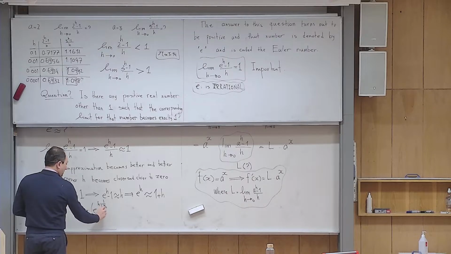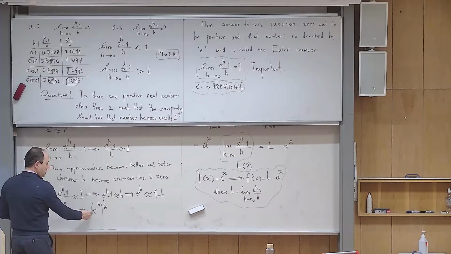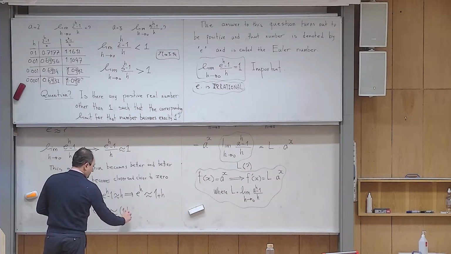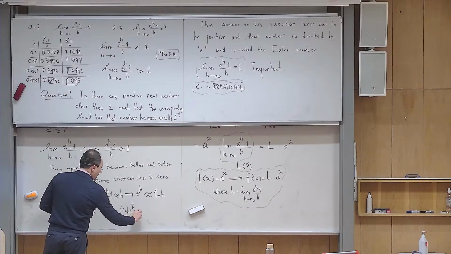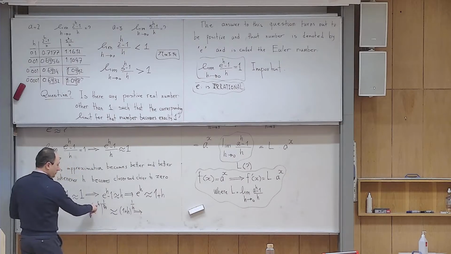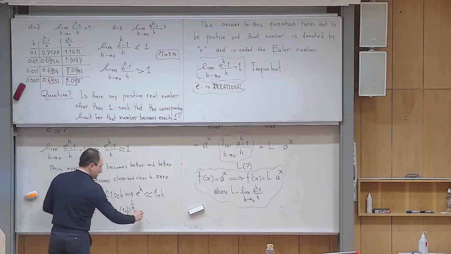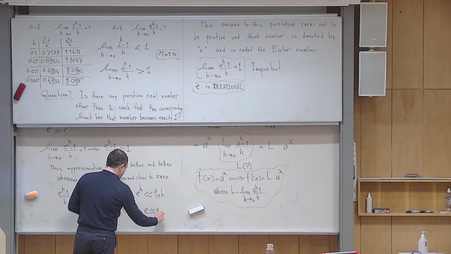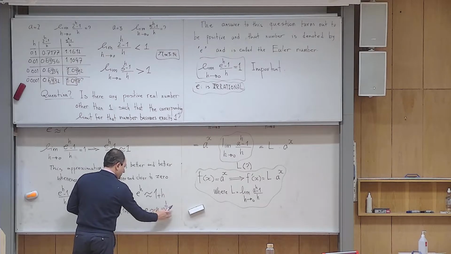I would raise it to power 1 over h to isolate e, but then on the right-hand side I have to do the same thing. And then finally, I have a very nice formula for approximating e. So this e to power h to power 1 over h is nothing except e, which is approximately (1 plus h) to the power of 1 over h. So this is a good formula.